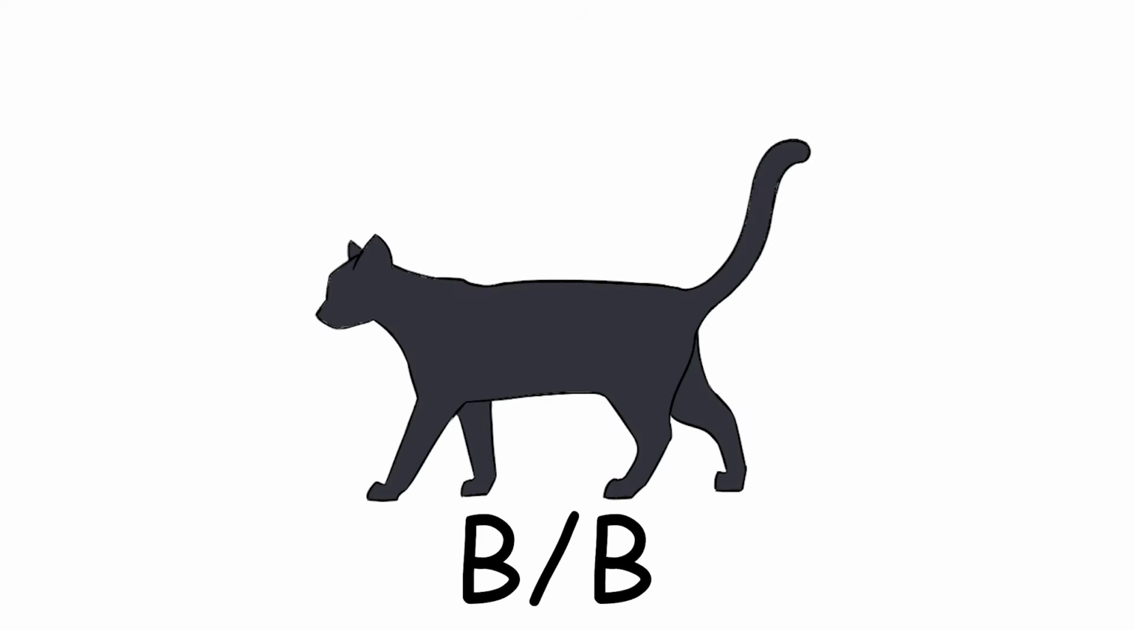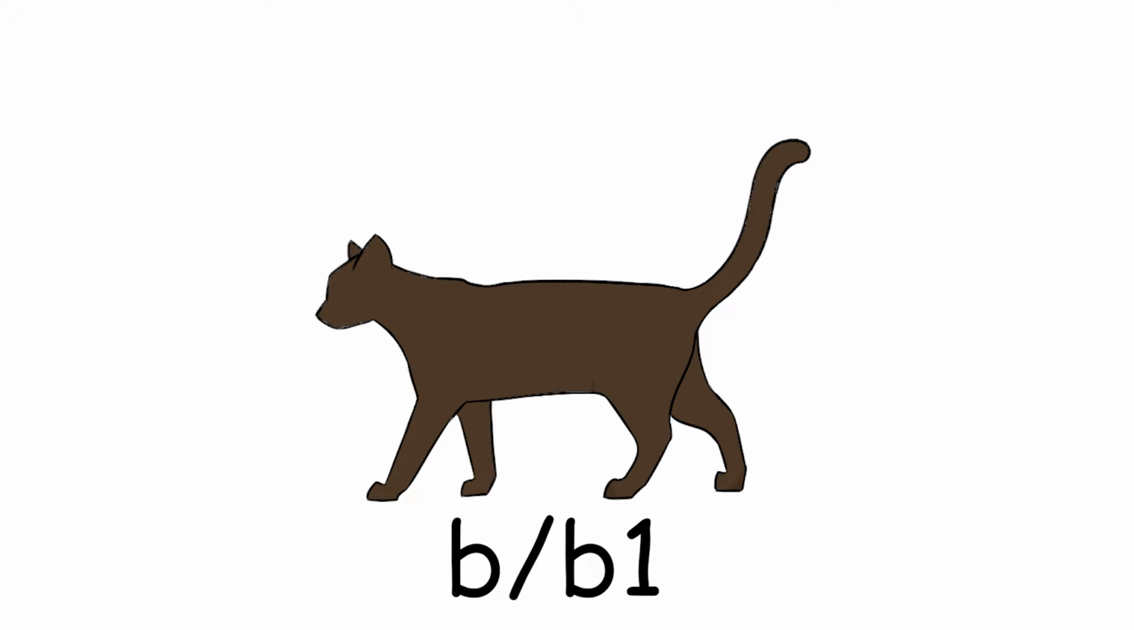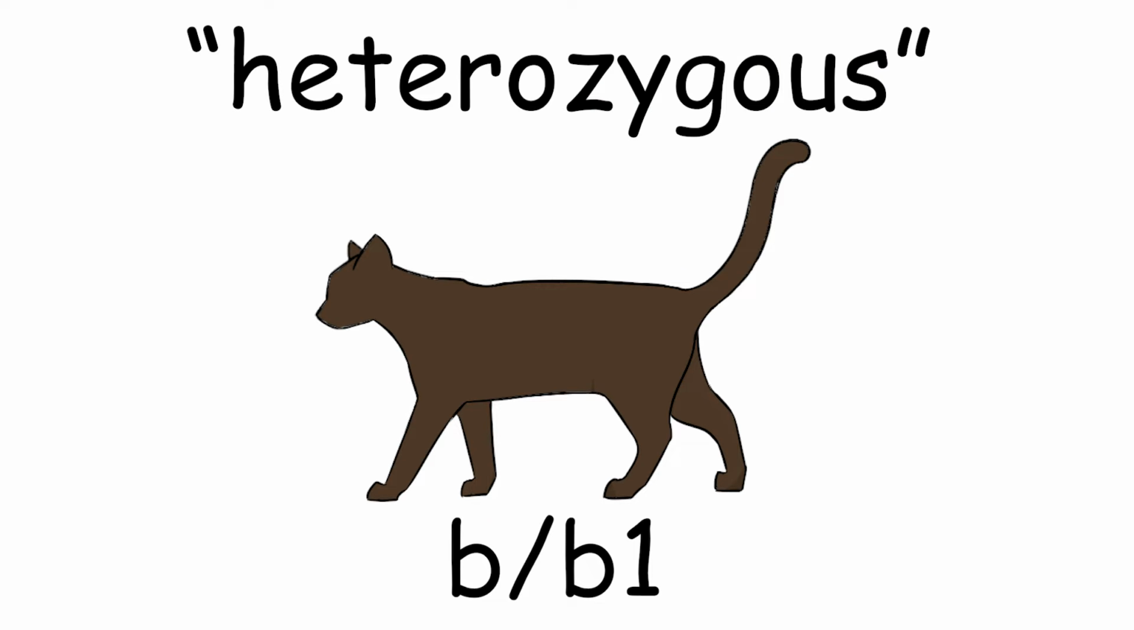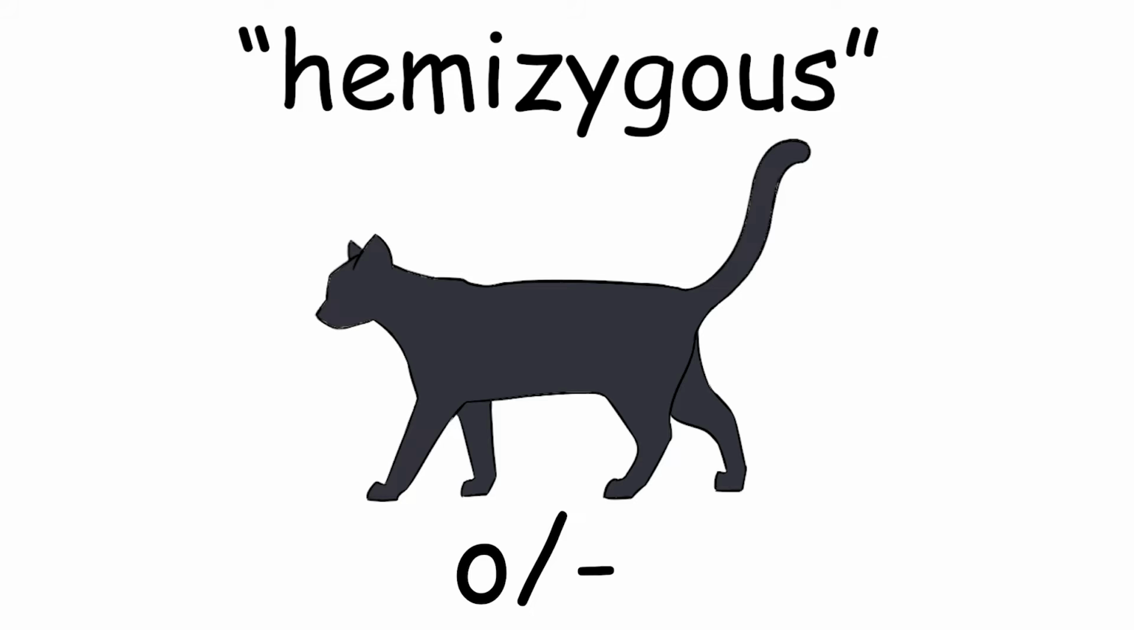When someone has two copies of the same allele, we call them homozygous. Remember, homo means same, like homosexuality. And when someone has two different alleles, that's called heterozygous. Hetero meaning different, like heterosexuality. And finally, when there's an XY individual, any alleles on the X chromosome have no pair. It's just one lonely letter all by itself. That's called hemizygosity, with hemi meaning half.